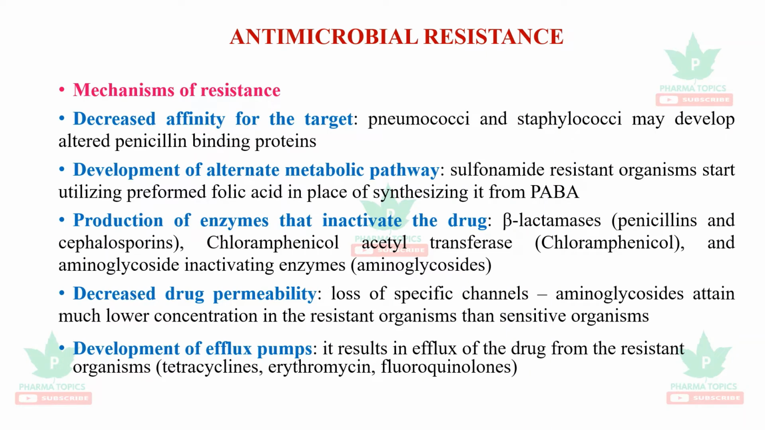Then the mechanisms of resistance are decreased affinity for the target. For example, the pneumococci and staphylococci may develop altered penicillin binding proteins. Development of alternate metabolic pathway: sulfonamide resistant organisms start utilizing preformed folic acid in the place of synthesizing it from para-aminobenzoic acid.